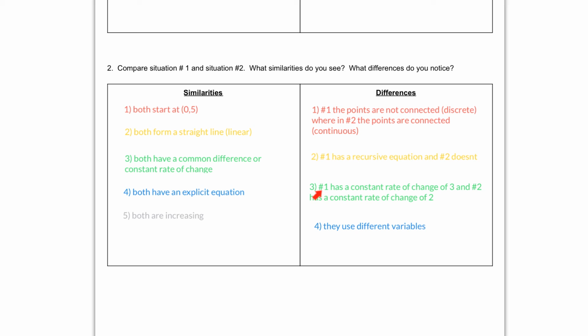The third one, number 1 has a constant rate of change of 3, and number 2 has a constant rate of change of 2. So they have different slopes or constant rate of change. And lastly, they are using different variables.